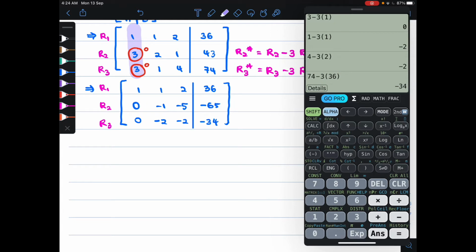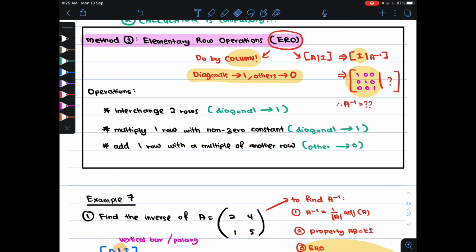So settle untuk kolom yang pertama, kita masuk pula kolom yang kedua. So look at the diagonal first. This is the diagonal and this is our column. So our diagonal is in row 2 and we need to change it to become 1. Let's recall back. If you want to change from diagonal to become 1, we have two operations. The first one is interchange two rows, and the second one is to multiply that row with non-zero constant.